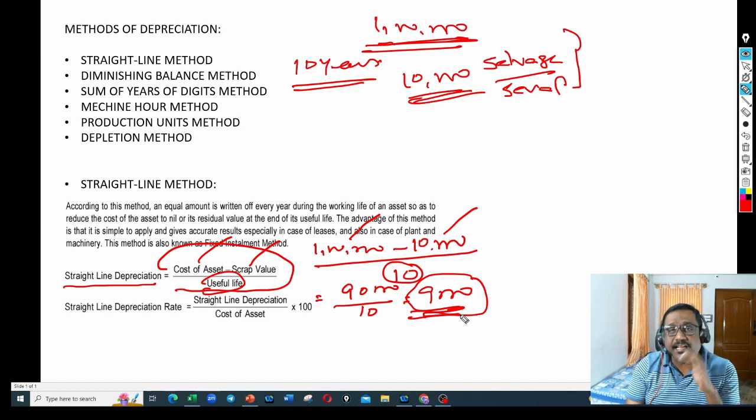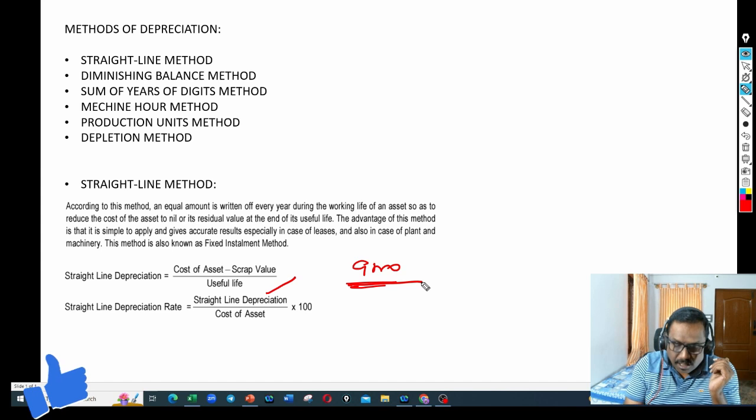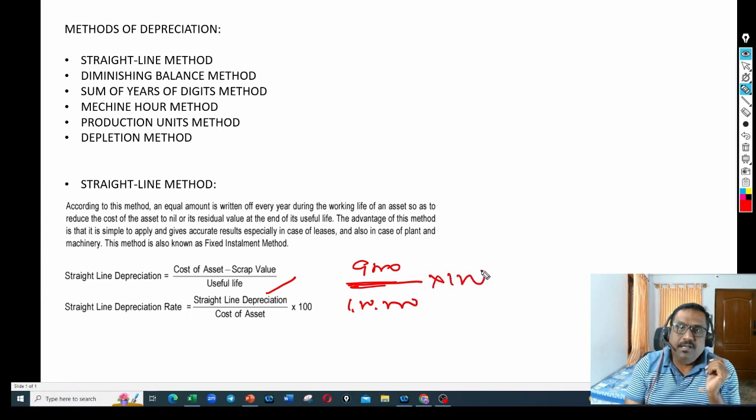Is there any way that I can calculate the percentage of depreciation? Yes, it is possible. You can calculate the percentage of depreciation as well. How do I calculate it? Let us take the same example. Here, 9,000 rupees is the depreciation we calculated previously. So, straight line depreciation is 9,000. Cost of the asset is 1 lakh, into 100. How much will this come? 9%.